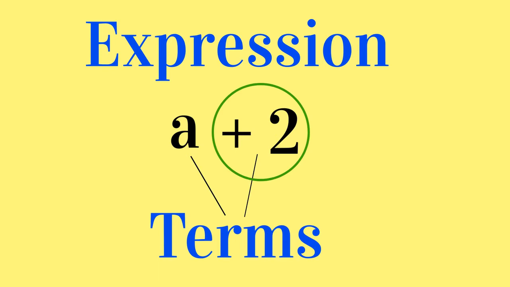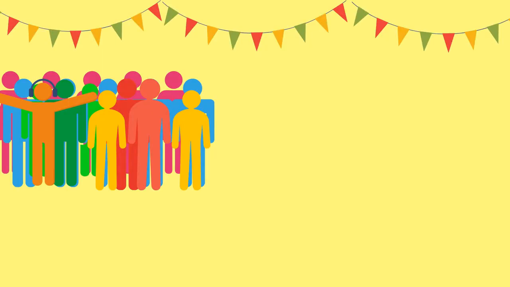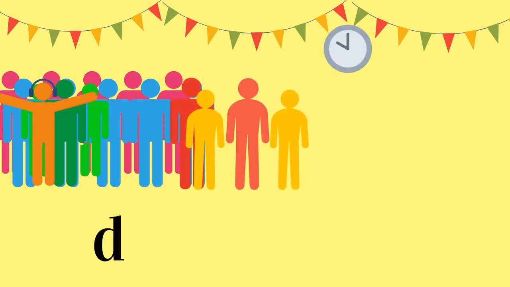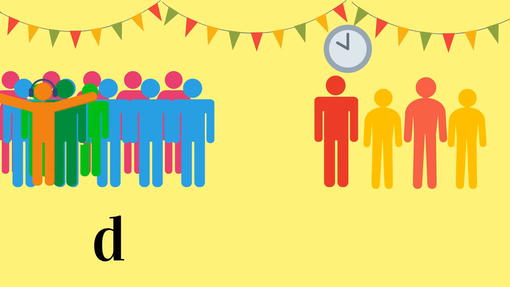Here is another example of an algebraic expression. The number of people at a party is represented by the variable d. At 10 o'clock, 4 people leave the party. We can represent the number of people at the party at 10 o'clock with the expression d subtract 4.